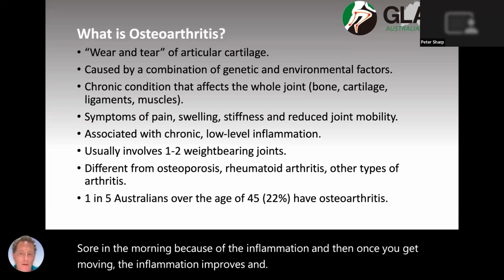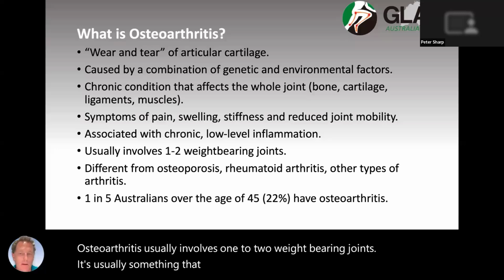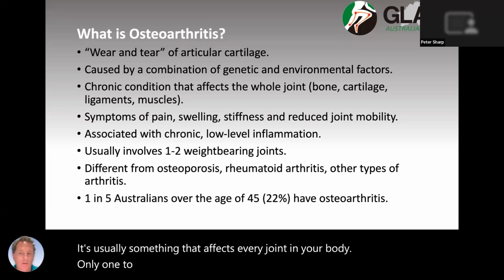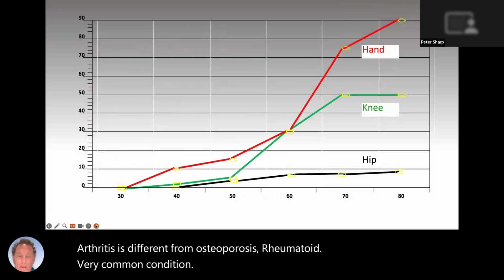Osteoarthritis usually involves 1 to 2 weight-bearing joints, so it's not usually something that affects every joint in your body. And osteoarthritis is different from osteoporosis, rheumatoid arthritis, and other types of arthritis. It's a very common condition. 1 in 5 Australians over the age of 45 have osteoarthritis. So very, very common, and obviously the numbers go up the older you get.